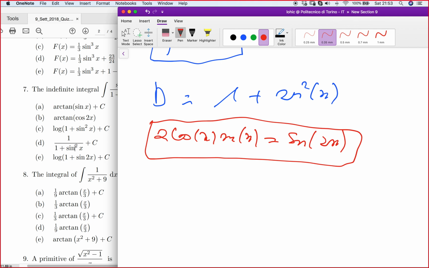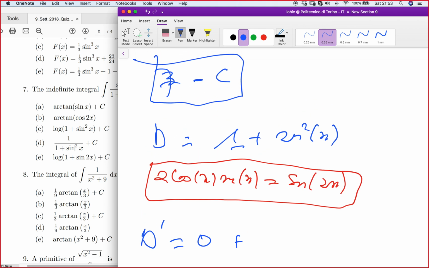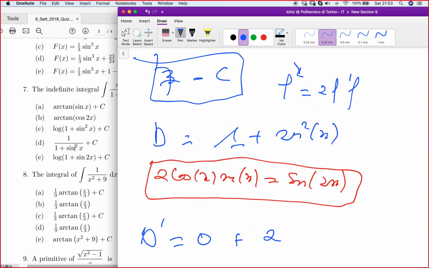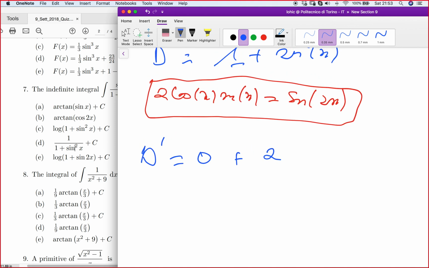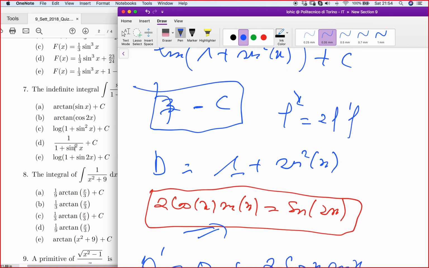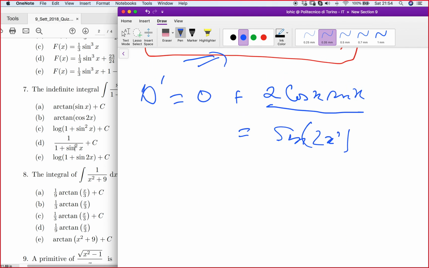Now, what is the derivative of the denominator? The derivative of 1 is 0, so it will be 0 plus the derivative of sine square x. Remember that the derivative of f square is 2 times f prime times f. So the derivative of sine square will be 2 times f prime, and the derivative of sine x is cosine x. It will be 2 cosine x multiplied by sine x. From the formula written in red here, this is sine 2x. And if you have a look, sine 2x is exactly the numerator. Is that clear now?